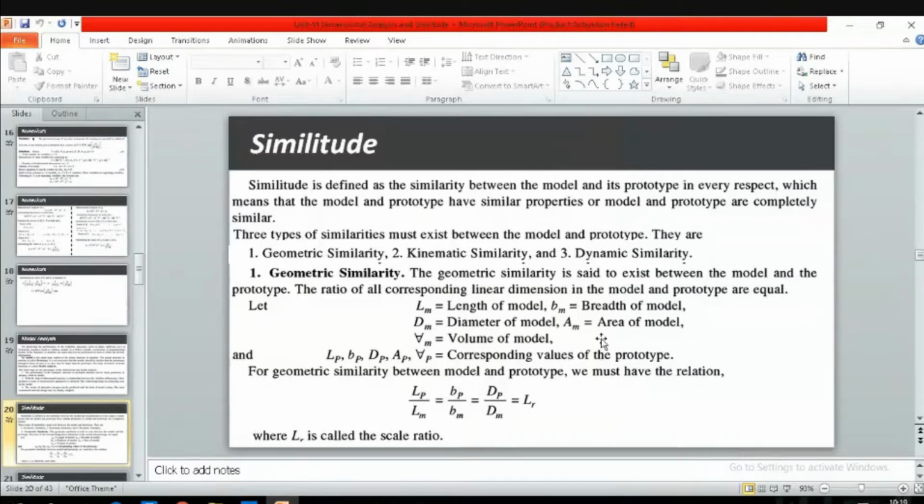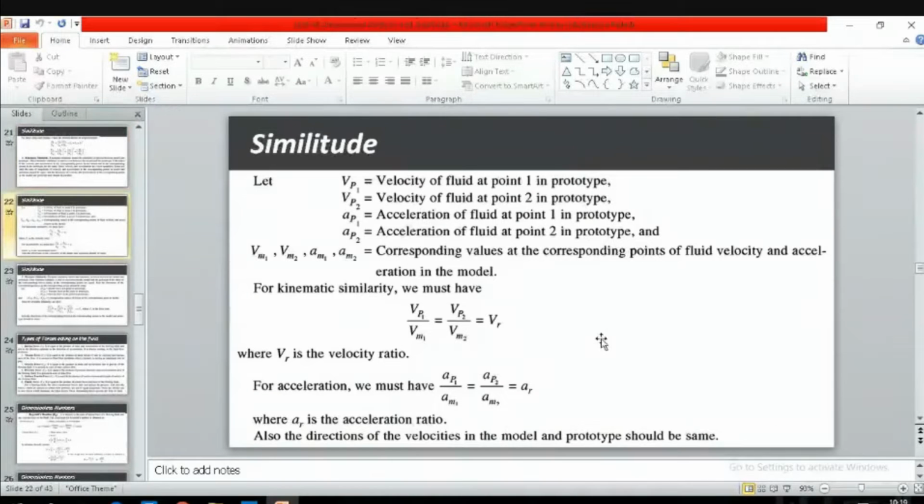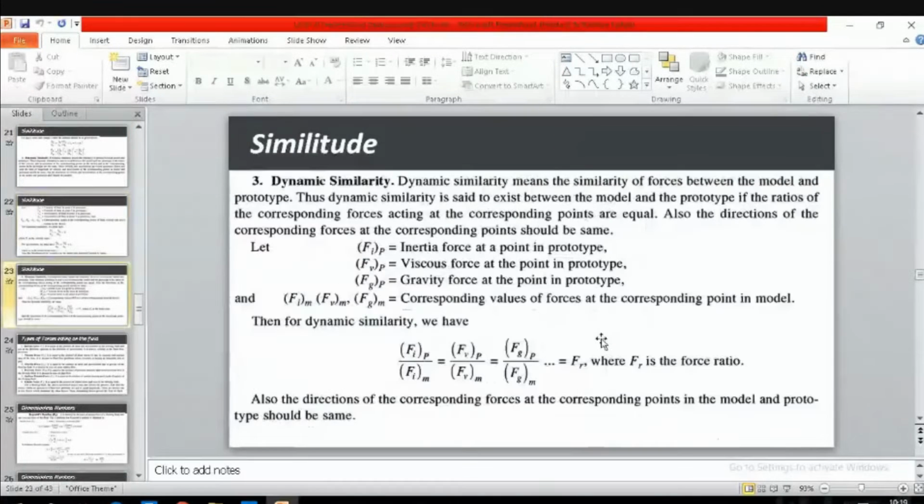In geometric similarity, basically the ratios of dimensions, that is length, diameter, width, height, area, volume of prototype and model are considered. In kinematic similarity, the velocity and acceleration of model and prototype are considered, while in dynamic similarity, the forces, like inertia force, viscous force, gravity force, pressure force, and so on, the ratio of prototype and model are considered.